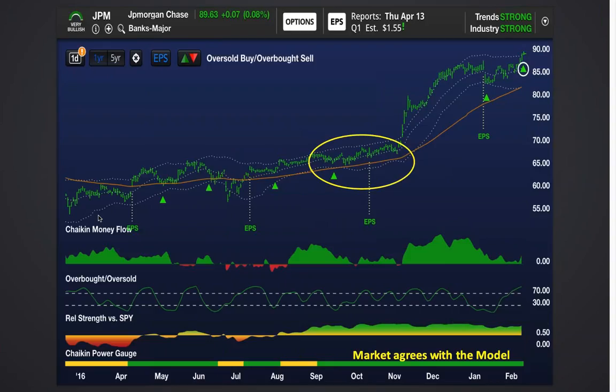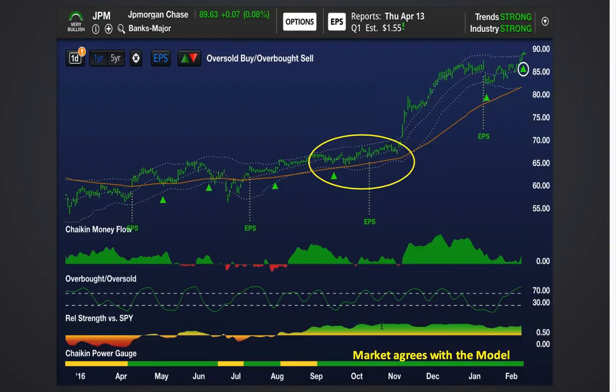So here's JP Morgan. It had a buy signal back in September. This is the oversold buy, ahead of a bullish earnings report, there have been 4 in a row, actually 6 in a row. It was outperforming the market ahead of the election. The money flow was strong. Power Gauge was bullish, outperforming the market. It's your ideal setup. It's Warren Buffett's fat pitch.